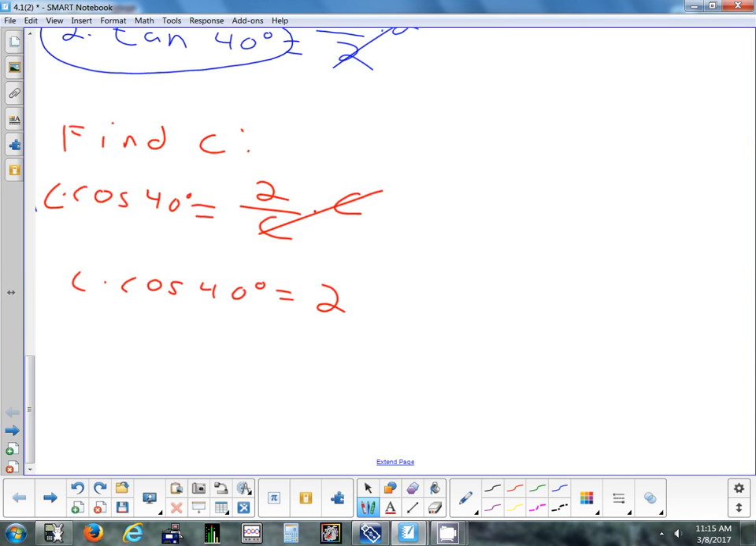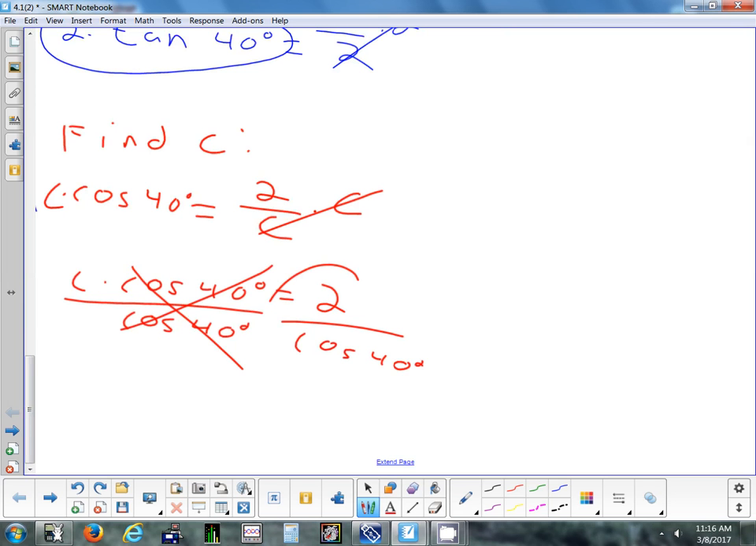And now I want to leave the C where it is, but I want to put the cosine 40 on the other side. So how about, Brianna, how would I move cosine 40 to the other side? Yeah. Divide by cosine 40. There's your answer for C.